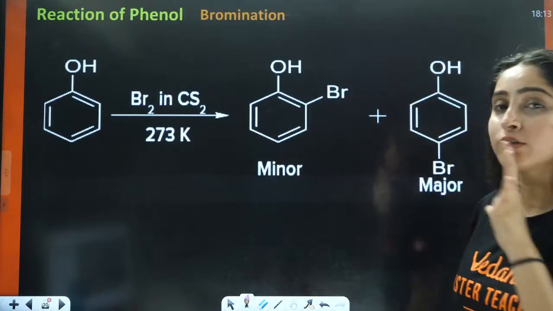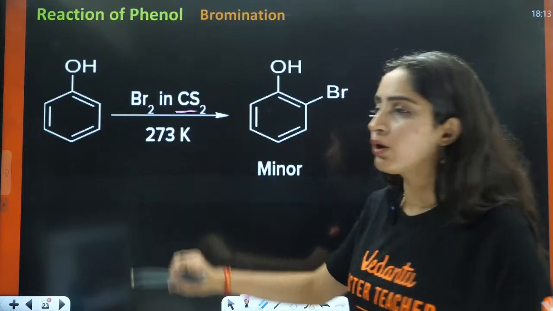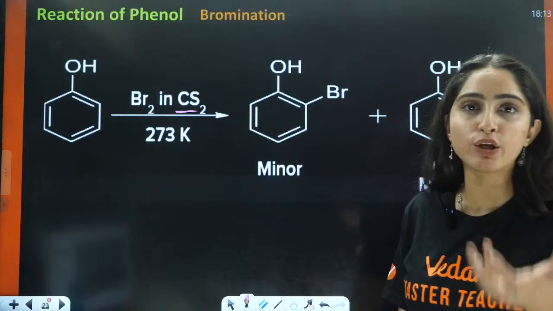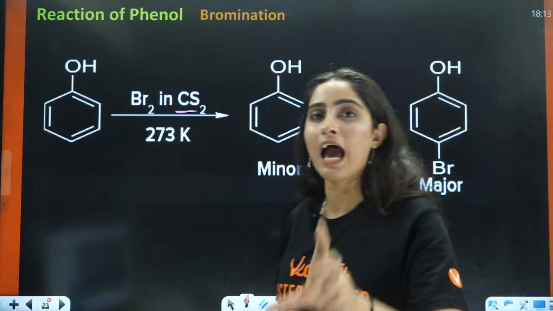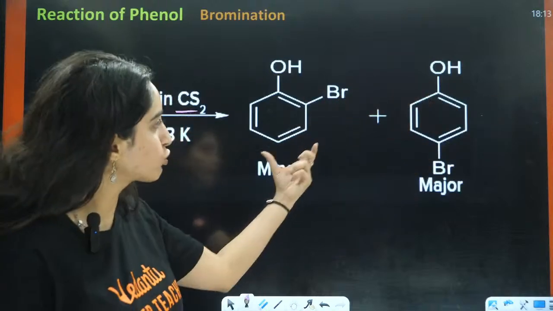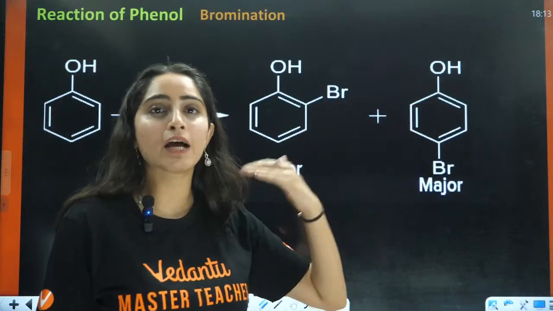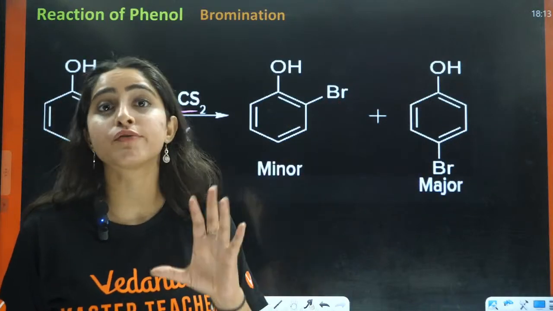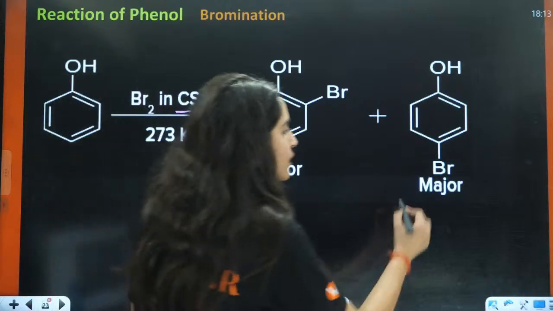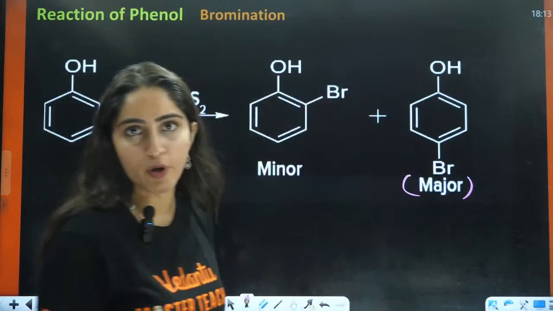If you carry out the reaction in a non-polar or low polarity solvent, you will have different products, one ortho and one para. Para will always be the major product if no hydrogen bonding is there. So the para product is the major product here.